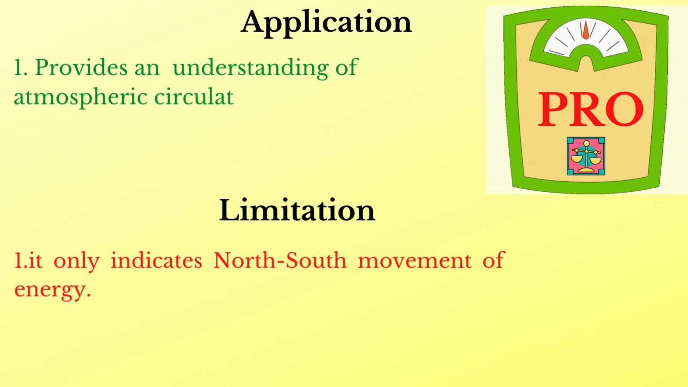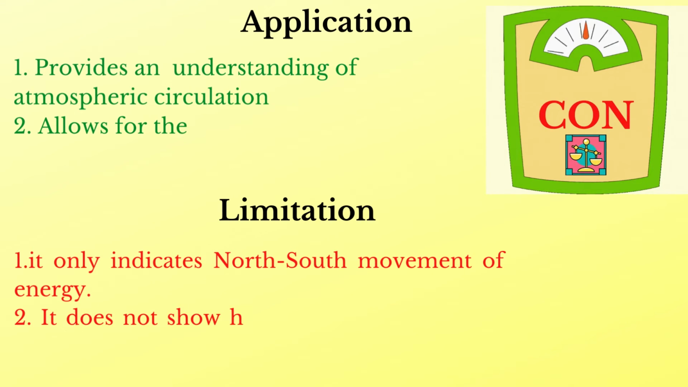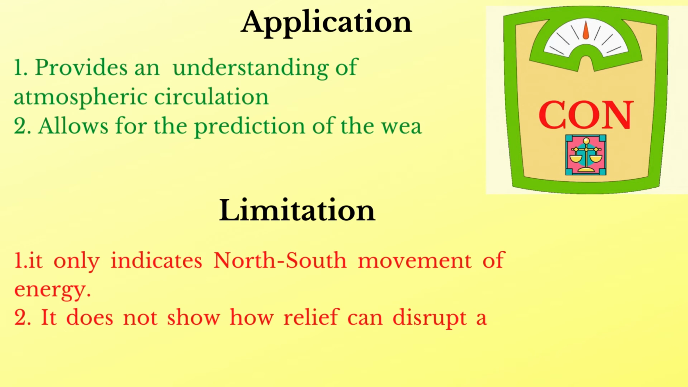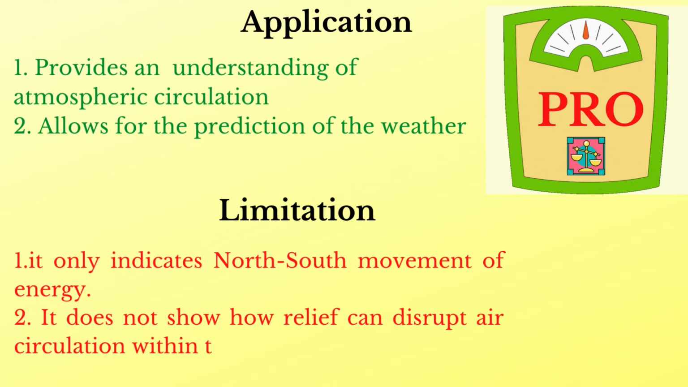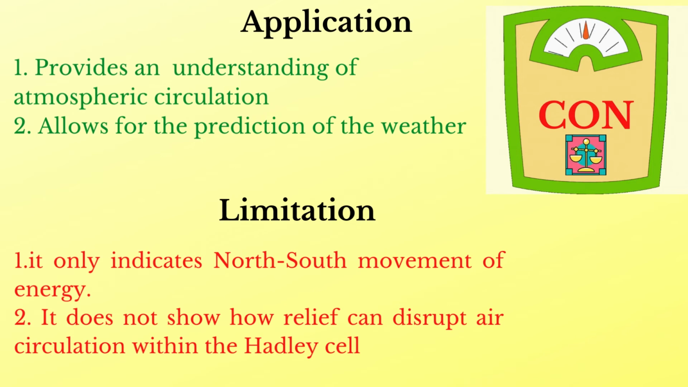So, the tricellular model has applications as well as limitations. In terms of its applications, it provides a starting point for understanding atmospheric circulation. It gives a clearer indication on the reasons behind the variation of climates between the equator and the poles. It also allows for some level of prediction of the weather.